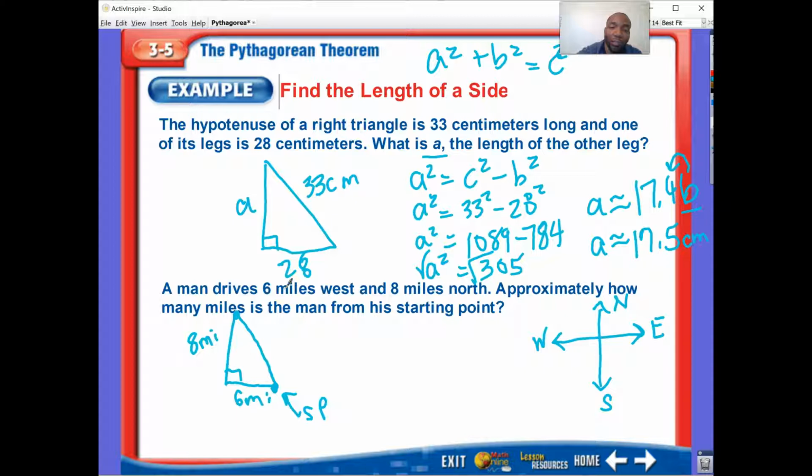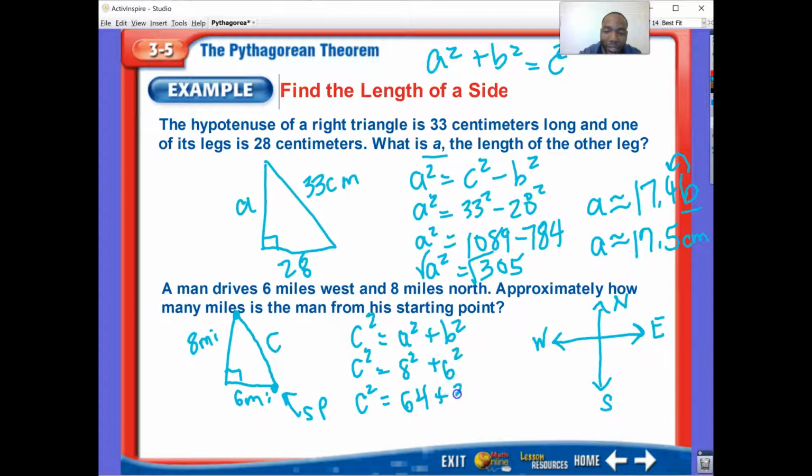I am missing C, because that's the side across from the right angle. So I know that C squared is equal to A squared plus B squared. C squared is going to be equal to 8 squared plus 6 squared. Now we end up with 64 plus 36, and 64 plus 36 is 100.